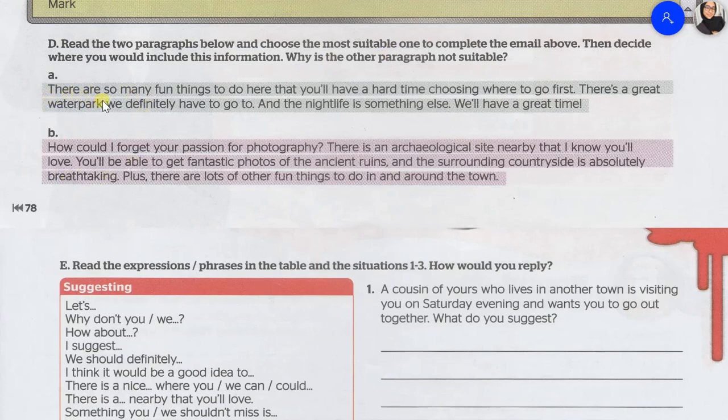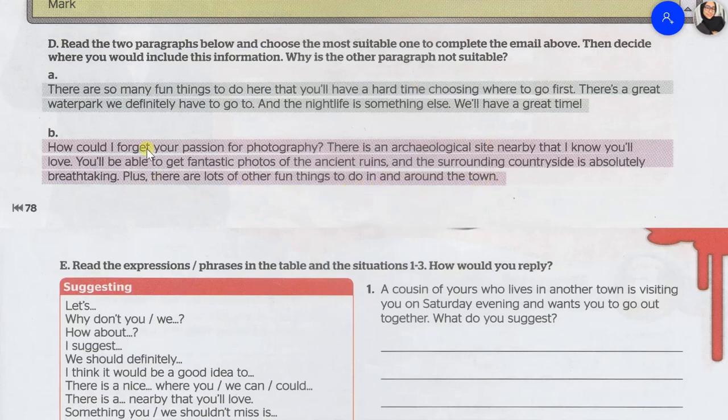Okay, A. There are so many fun things to do here that you'll have a hard time choosing where to go first. There's a great water park we definitely have to go to, and the nightlife is something else. We'll have a great time. And meanwhile, B, how could I forget your passion for photography? There is an archaeological site nearby that I know you love. You'll be able to get fantastic photos of ancient ruins, and the surrounding countryside is absolutely breathtaking. Plus, there are lots of other fun things to do in and around the town.